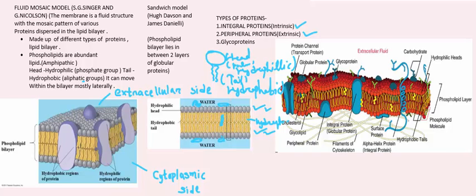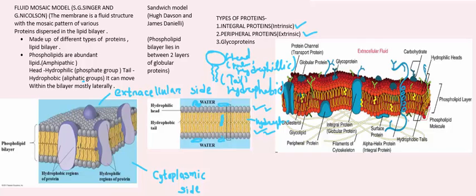Today we are going to start a new chapter, that is cell biology. So today's topic is the fluid mosaic model. We all know about it. It was discovered by S.J. Singer and Nicolson. According to it, the membrane is a fluid structure. So what does it mean?